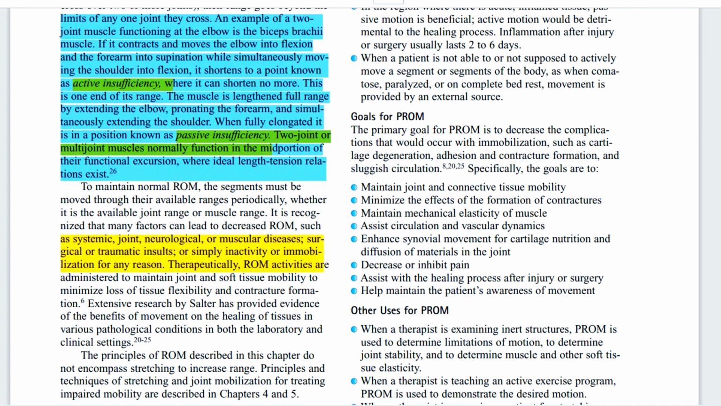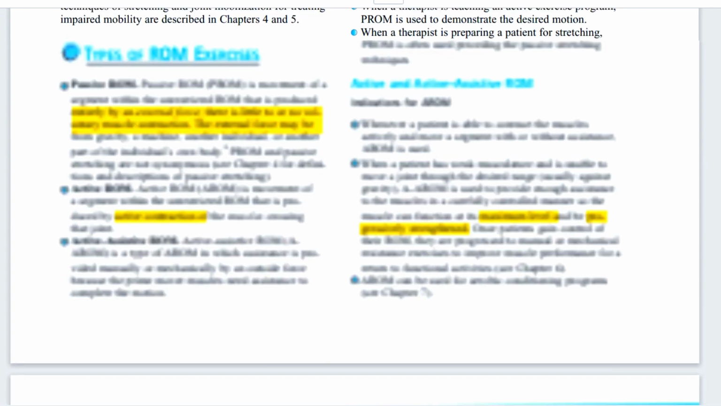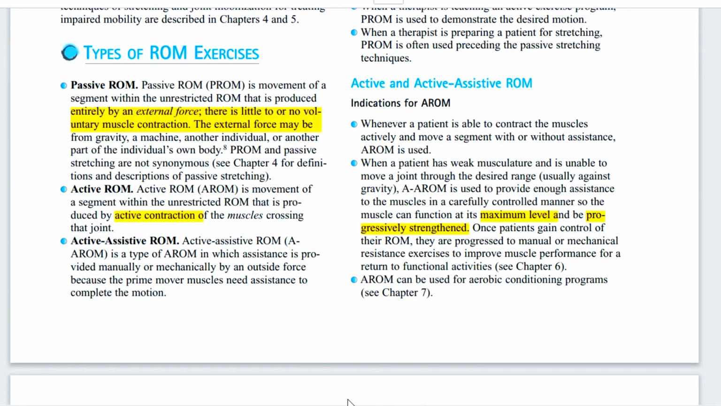After that, okay, now we can scroll down. After that, active and active assistive range of motion. Indications are basically that it is used when a patient can actively contract muscles and move a segment independently or with assistance. So it involves the patient's muscles itself. The patient's muscles can contract on their own, or you can say that they are actively contracting their own muscles.